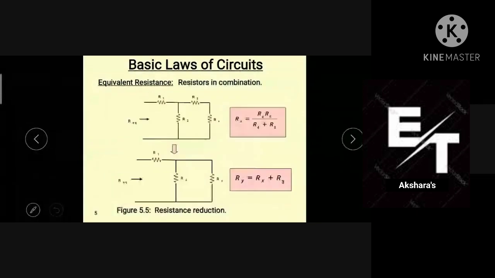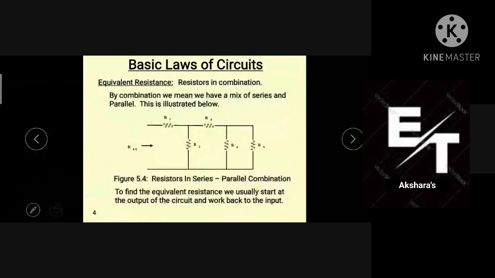Now coming to the answer. From the right side, are these two a series connection or a parallel connection? Parallel connection, sir. From this parallel connection, what is the formula? We have two resistors. That's why I'm saying 1 by Req is 1 by R1 plus 1 by R2.